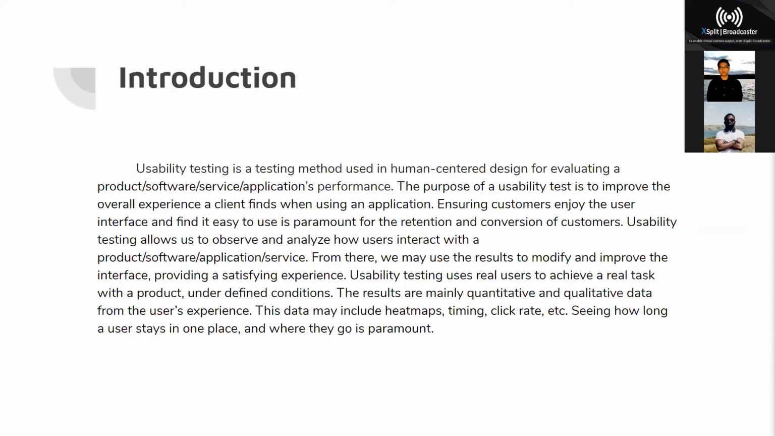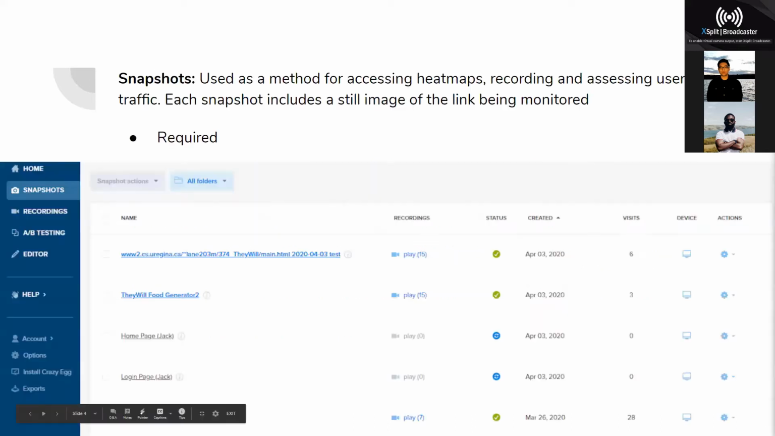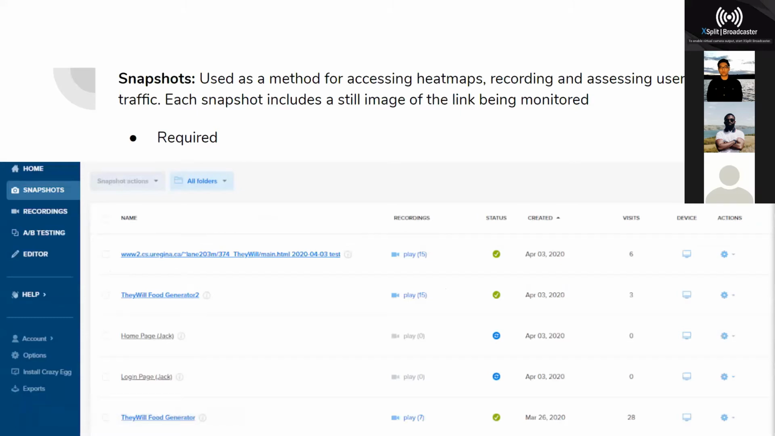And for our usability testing, we decided to go with a tool called Crazy Egg, and I would allow Priscilla to dive deeper into details about it. Okay, so for the snapshot, it takes a deep look into each element of the website, the activity being used by the user, which includes heat map, scroll map, confetti, and overlay. Each snapshot includes a still image of the link being monitored.